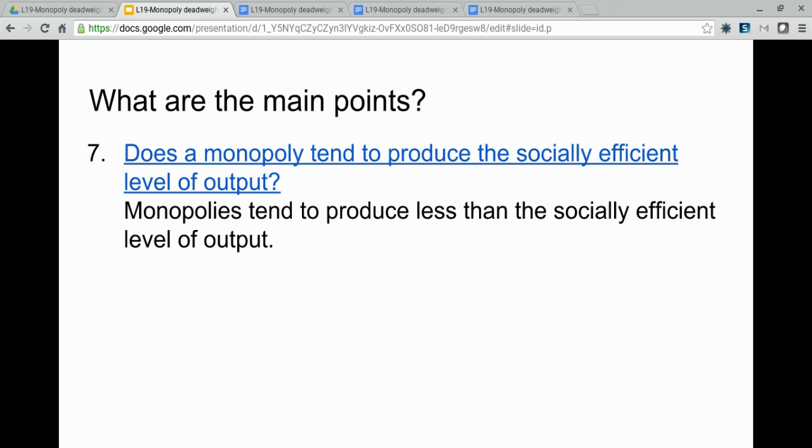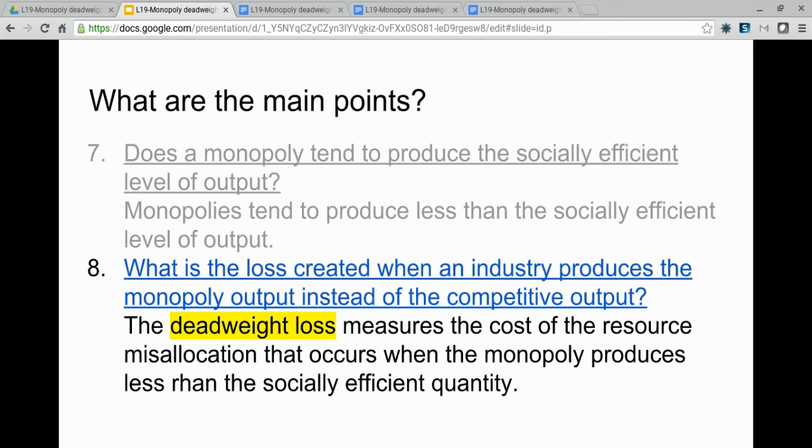Monopolies tend to produce less than the socially efficient level of output. Boo for monopoly. The deadweight loss measures the cost of the resource misallocation that occurs when the monopoly produces less than the socially efficient quantity.